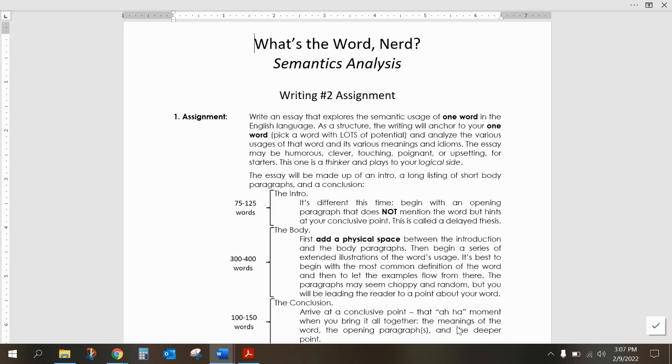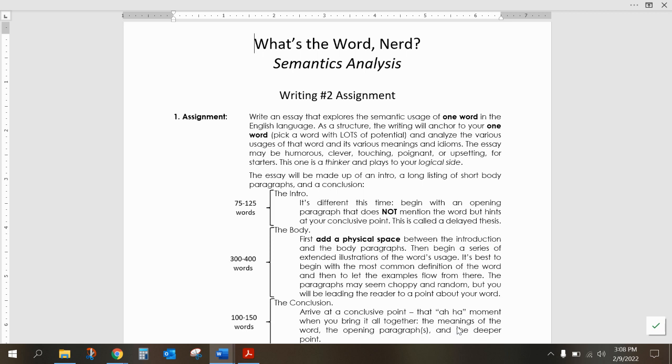It plays into our logical side, to really think logically about what a word's meaning is and how a lot of those meanings interrelate in some way. So the essay is going to be made up of an introduction, a really long listing of short body paragraphs, and a conclusion. I don't want to say how many body paragraphs, but oftentimes you'll have lots, because they're going to be very short, choppy paragraphs. Then a conclusion. The introduction is very short. I wouldn't do any more than 75 to 125 words.